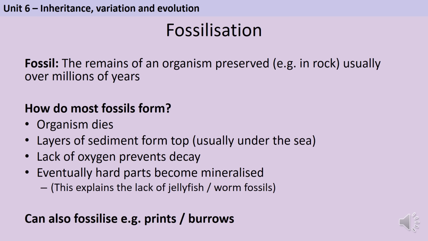And this kind of explains why we don't really have that many fossils of things like jellyfish or worms, because they didn't have hard parts to fossilise. It's also possible to fossilise the remains of something. So rather than just the animal, it could be its droppings, or it could be a footprint, or it could be a burrow.